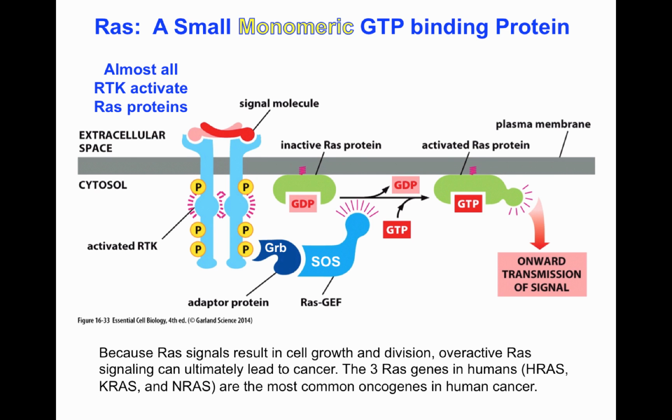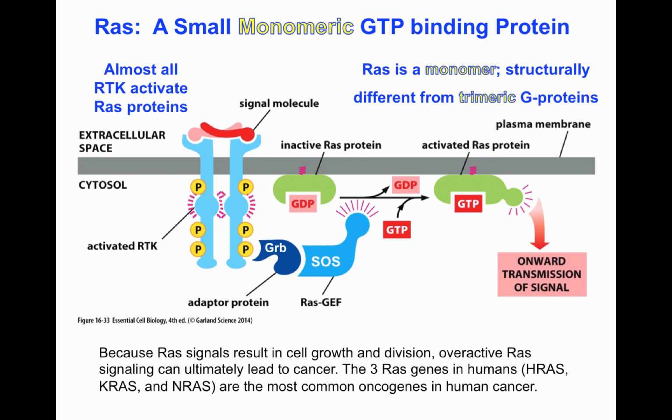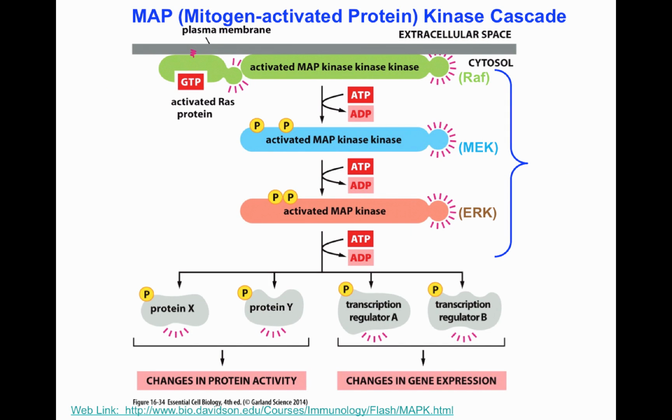One thing before we go is that almost all the receptor tyrosine kinases are going to activate RAS proteins, one of the 3 in humans. The RAS, as you know, is a monomer. It is structurally different from the trimeric G protein. It doesn't have the multiple units, so it's only one single protein, and therefore a lot smaller. That's why we call them the small monomeric GTP binding proteins.